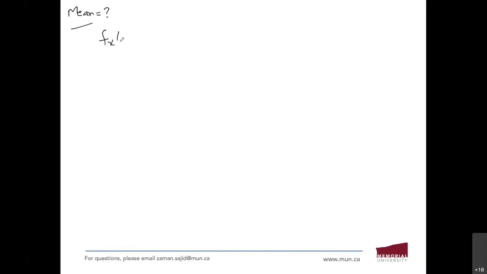This is the PDF of the gamma distribution as we discussed. It is beta power alpha over gamma function of alpha times x power alpha minus 1 times e power minus beta x. Now this is applicable when x is greater than or equal to 0, of course.